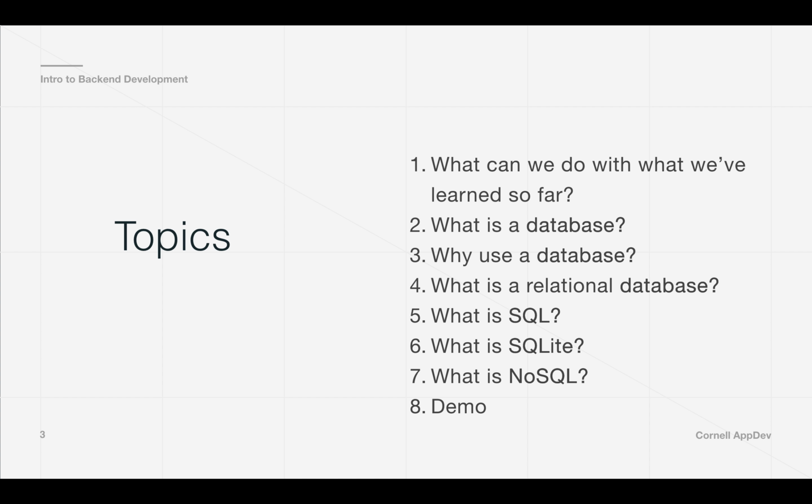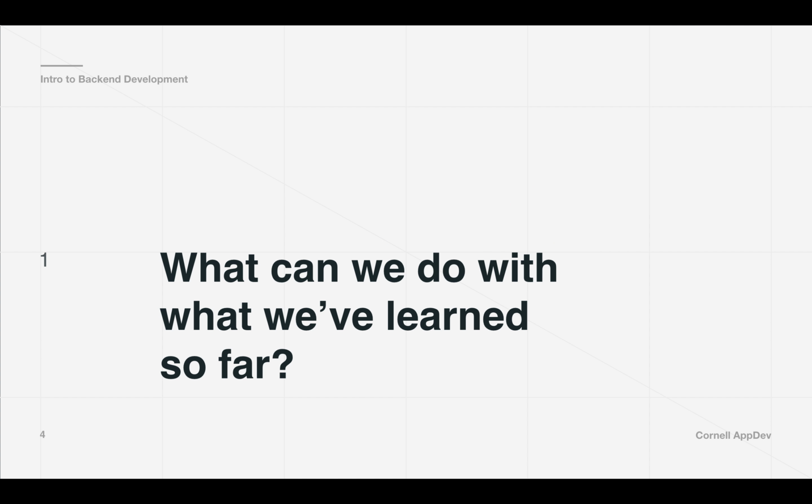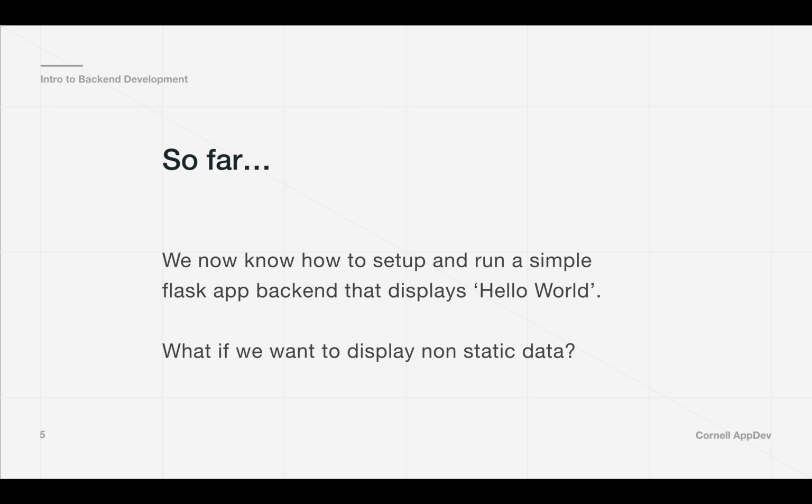All right, so here are some of the topics we're going over today. First, we're going to talk about what we learned so far. For PA2, you were able to set up a Flask app backend that runs a server, and you can display hello world, or in your case show different tasks. But what if we wanted to display non-static data? I think many of you have noticed that if you're running your task server, after you close it, the data doesn't persist. If you start it again, you start from scratch. But today we'll go over how we can fix that.